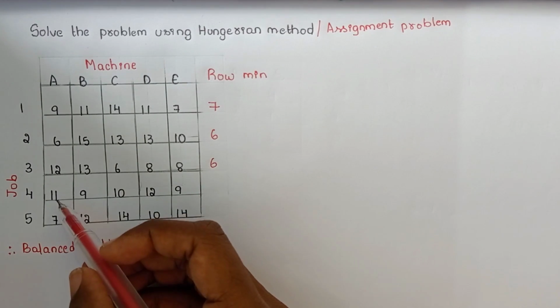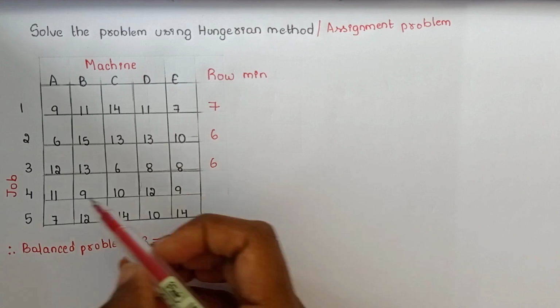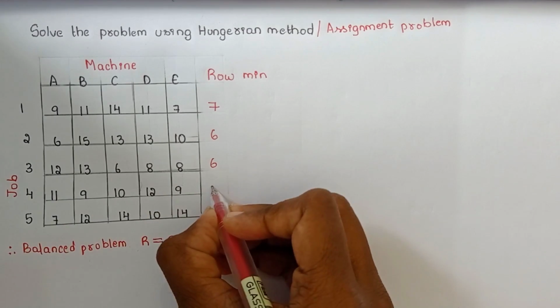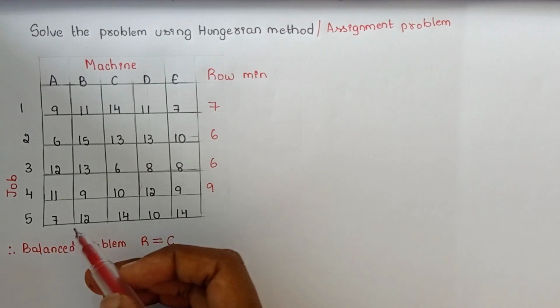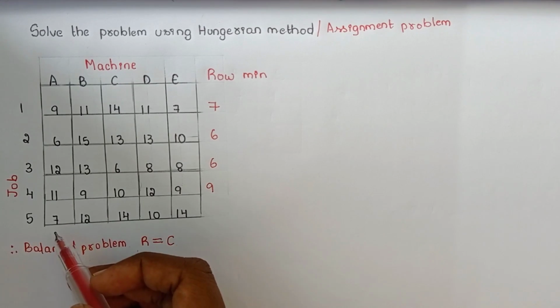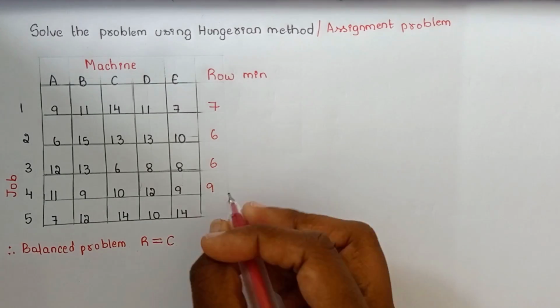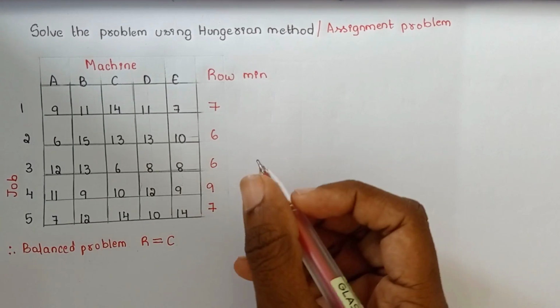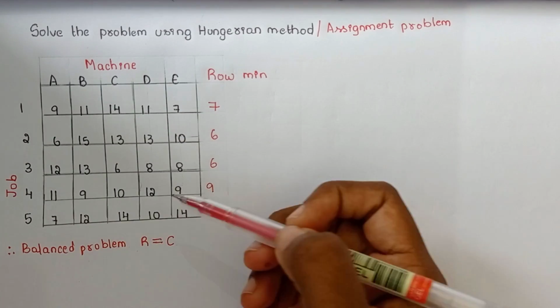In the fourth row the values are 11, 9, 10, 12 and 9. Among these the least value is 9. We have two 9s; we can consider any one. So 9. In the fifth row the values are 7, 12, 14, 10 and 10. Among these the least value is 7. So the second step is done: we have identified the minimum values in the rows.